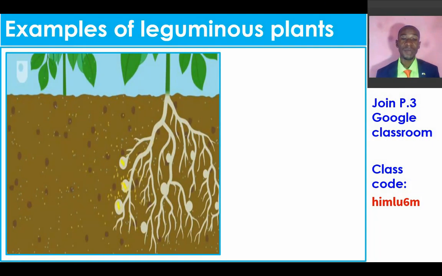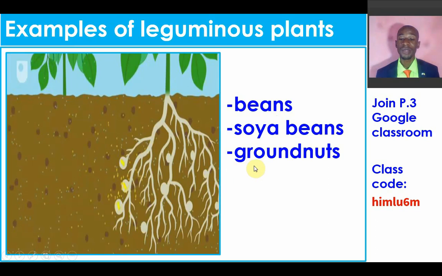Now, we need to look at some examples of leguminous plants, plants which have got these root nodules, as you can see. Do we know some of them? Are you able to mention like 2 or 3? So among them, number 1, we have the beans, we have the soya beans, we have the ground nuts, and the peas. So these are some of the plants which have got root nodules. So these ones are now called leguminous plants because they have the root nodules.